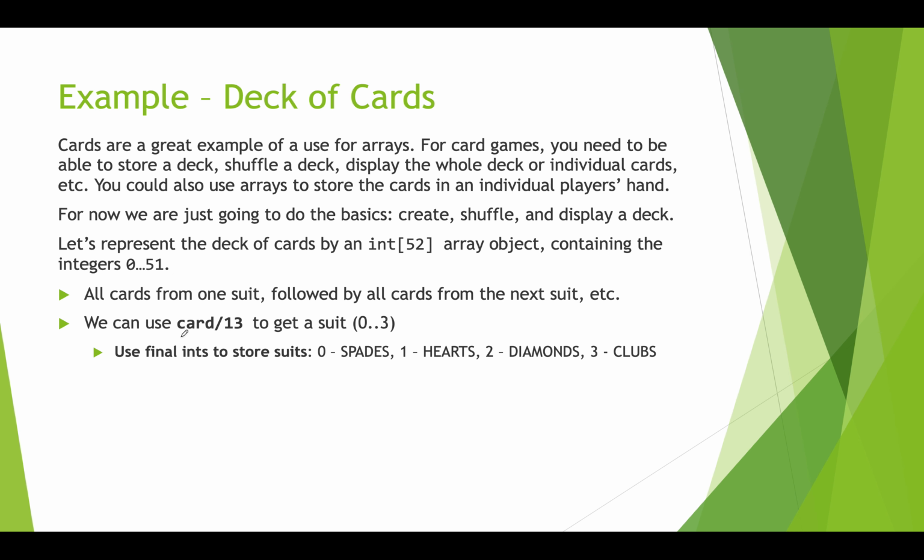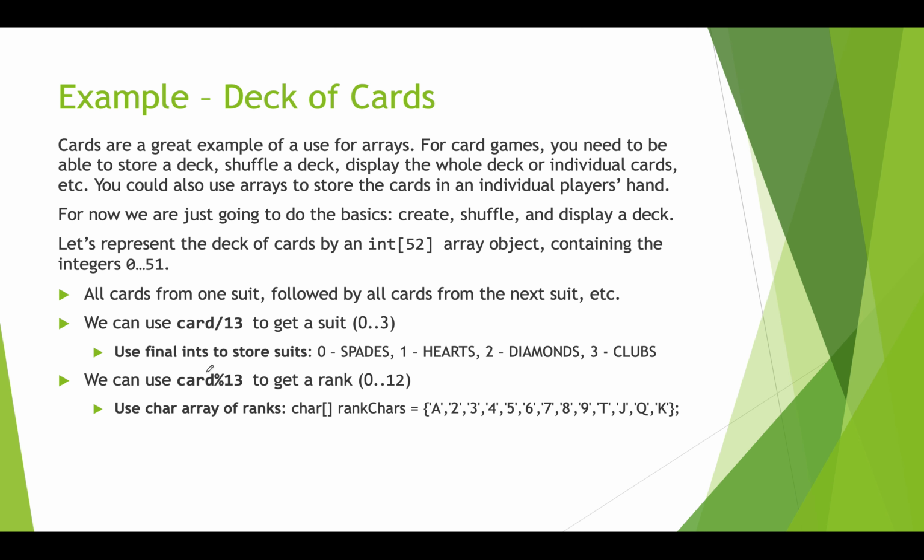And we can use integer division. We can get a card, and it's going to be an integer between 0 and 51, and we can divide it by 13 doing integer division, and that will give us the numbers 0, 1, 2, or 3, because 51 divided by 13 would give us 3. That's the biggest number we'd have. 0 divided by 13 would give us 0. So this gives us these numbers, which we are going to use to represent the 4 suits in cards. So if we have a 0, that's spades, 1 is hearts, 2 is diamonds, 3 is clubs.